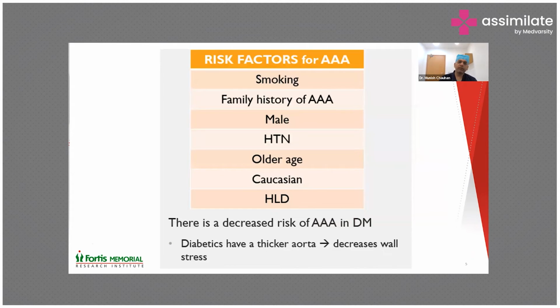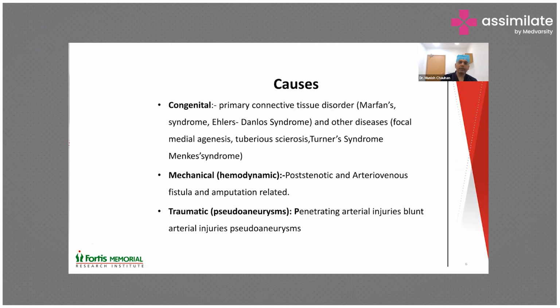If we talk about the general risk factors, largely it is attributable to family history. If you have a family history or certain genetic conditions, you are more prone to have aneurysms. Smoking, males tend to have it more than females. Hypertensives, patients with syndrome X, that is hyperlipidemia, the elderly, Caucasians, they have a risk of having such aortic conditions. In fact, diabetics have one blessing: they have a lesser chance of getting aortic aneurysms, because the aorta is generally thicker than in non-diabetics.